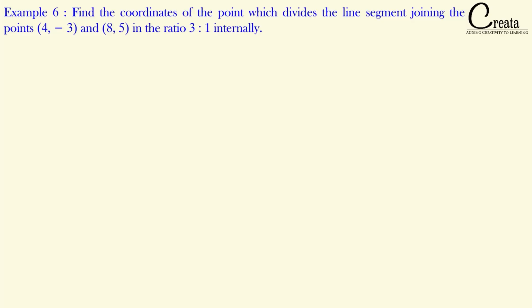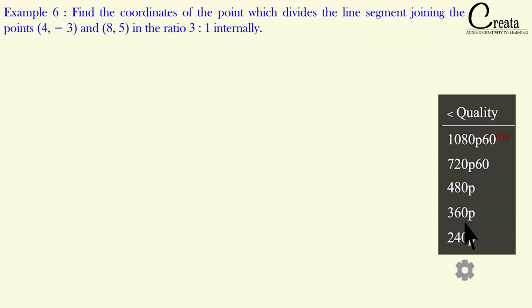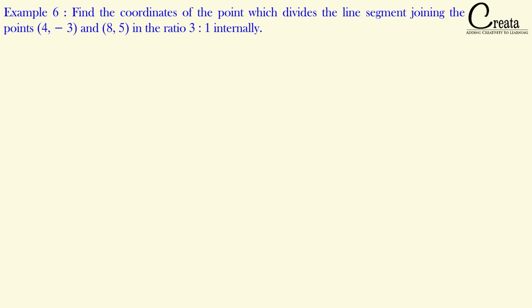Here it is. Find the coordinates of the point which divides the line segment joining the points 4, -3 and 8, 5 in the ratio 3:1 internally. So first of all, we will observe the question. In this question, we have 2 points. The first point let's assume as point A, which is 4, -3, and the second point as point B, which is 8, 5. Let's join AB, it will form the line segment AB.